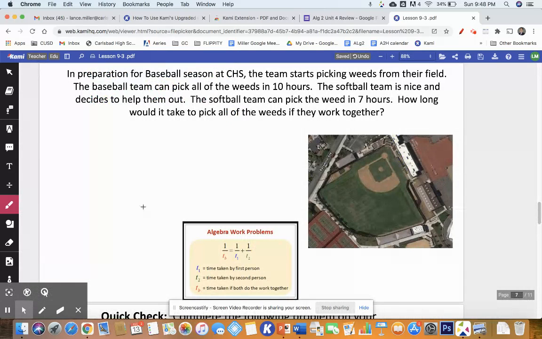All right, it is word problem time. This is where these problems come in handy, where we can solve rational equations in situations like this.